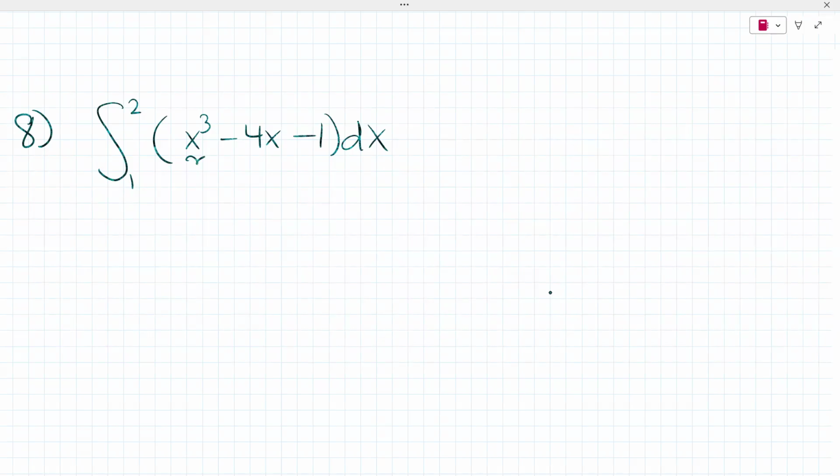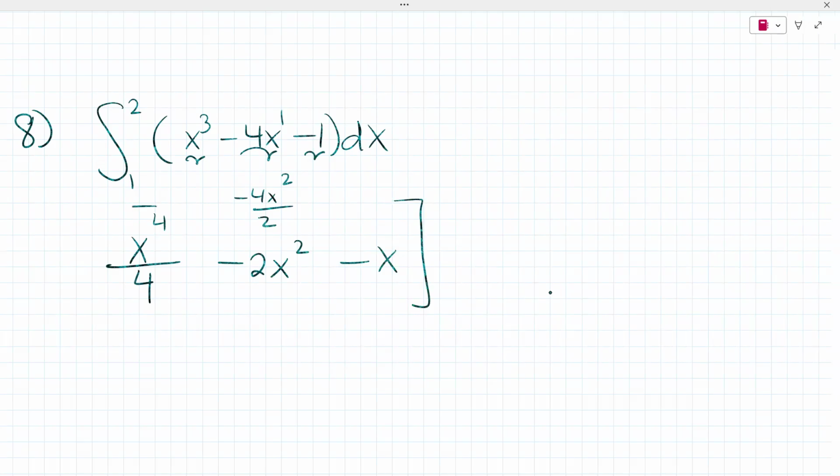What's the integration of x cubed? It is old power plus 1, so 3 plus 1 is 4, divided by 4. What's the integration of negative 4x? This has a power of 1, so negative 4x, and then 1 plus 1 is 2, divided by 2, which is going to be negative 2x squared. What is the integration of negative 1 with respect to x? It is going to be negative x. Okay, and then you may apply the upper and the lower.